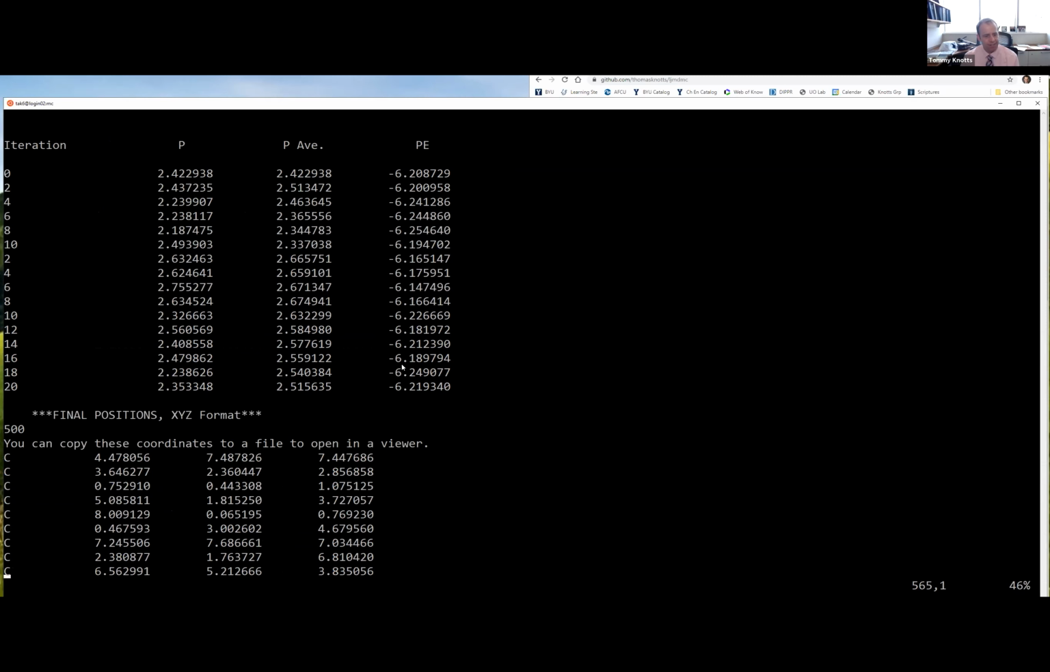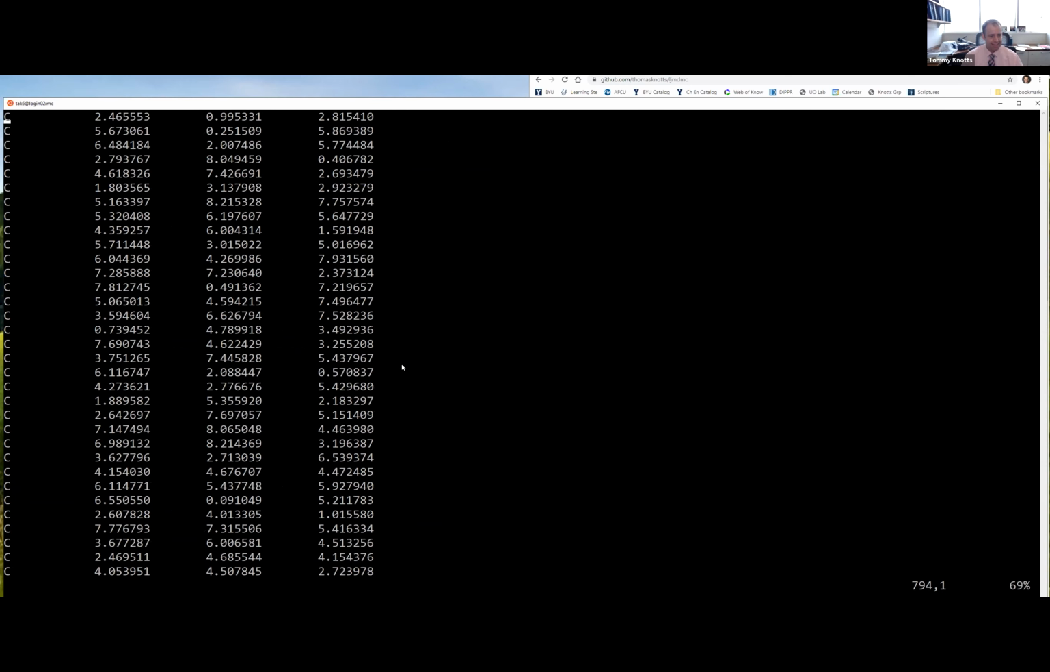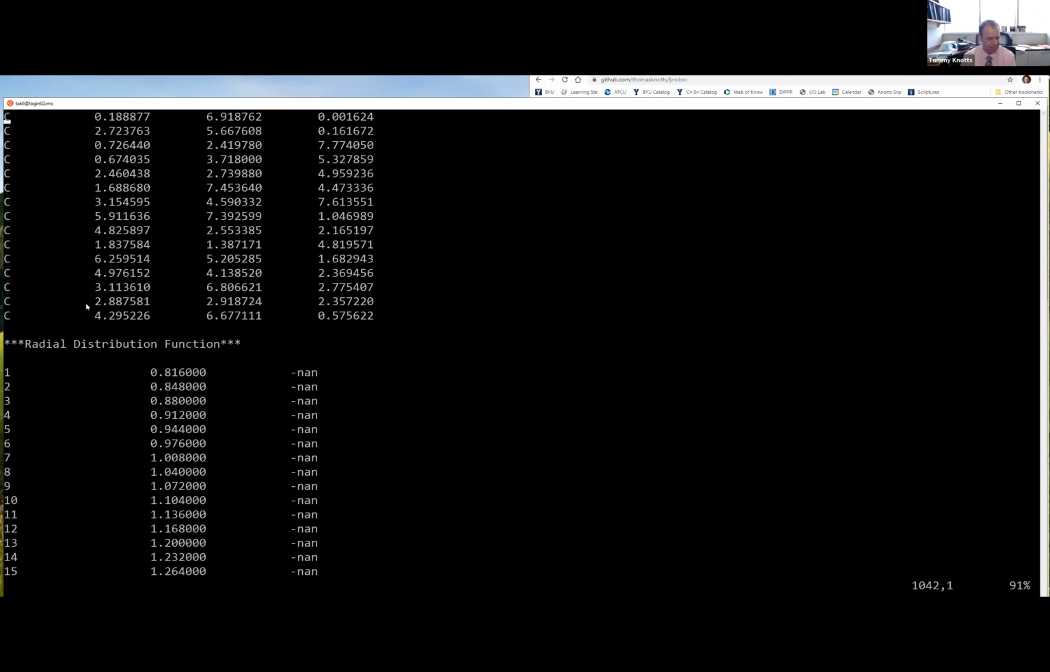After it gets done with all the iterations, it writes the final positions to the file so that you could use those to start your simulation again. And then, oh, I didn't calculate my radial distribution function. I'll have to go back and fix that. It'll give you the radial distribution function.